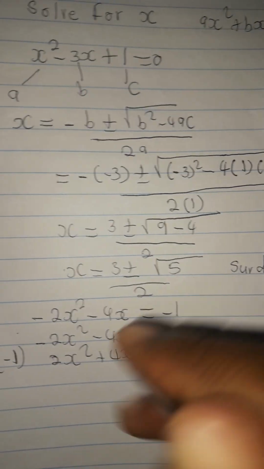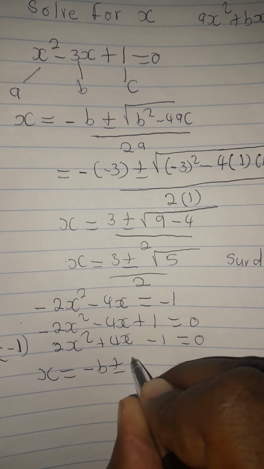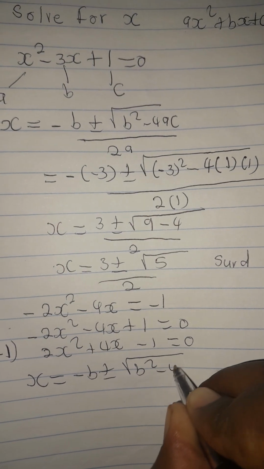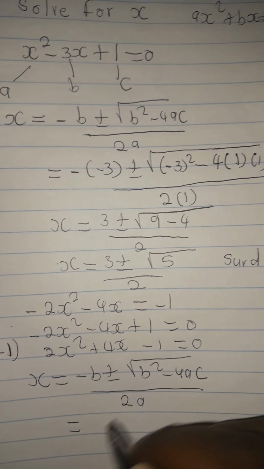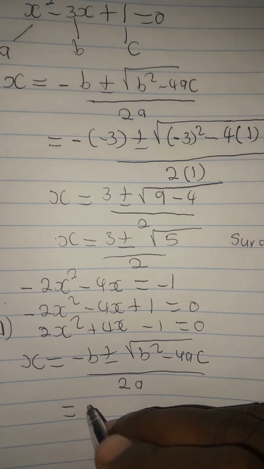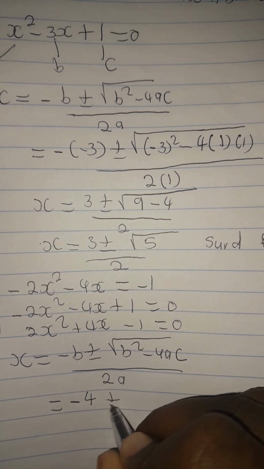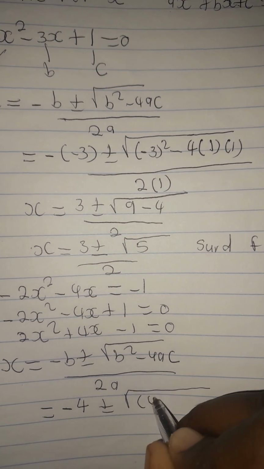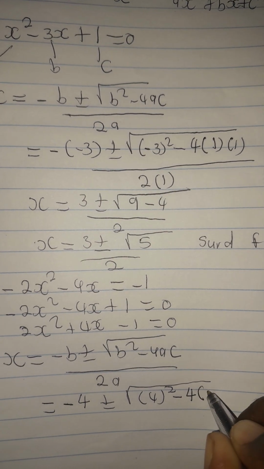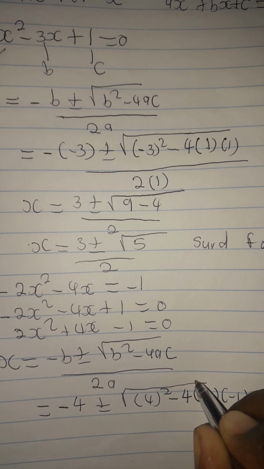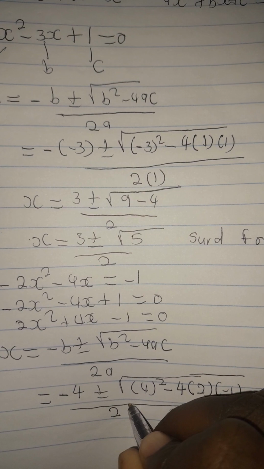So let's put this in the quadratic formula. This is x equals negative b plus or minus the root of b squared minus 4ac, divided by 2a. What is our b? Our b is positive 4, so when you put it here, it's going to be negative 4. Plus or minus the root of 4 squared minus 4, where our a is 2 and our c is negative 1, divided by 2 times our a, which is 2.